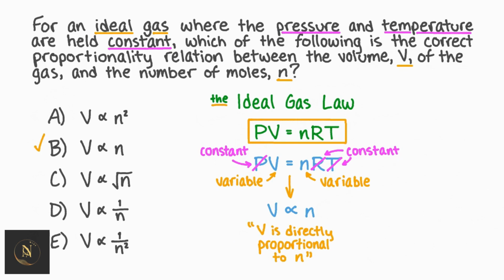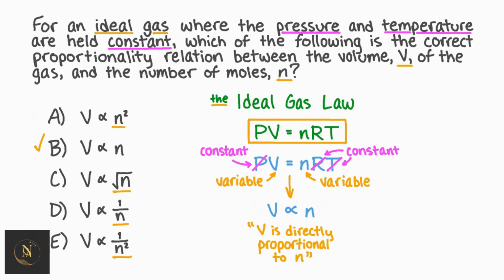Another way to say this is V is directly proportional to N, because a change in one value corresponds to the same magnitude change for the other value. For instance, if we were to increase the volume of the gas by a factor of 3, with pressure and temperature held constant, the number of moles must also increase by a factor of 3. But we could not say the same thing if any of these other relationships were true.